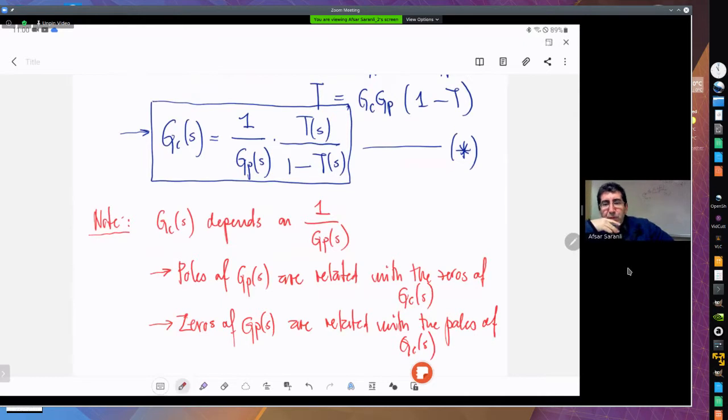Okay? For example, there are many things to think about. For example, if you have any unstable zeros of the plant, that's not a problem for the plant, but they will become the poles and unstable poles of the controller. So the controller itself may become an unstable system. Okay? So that's something to think about.